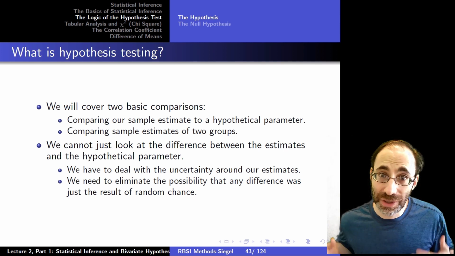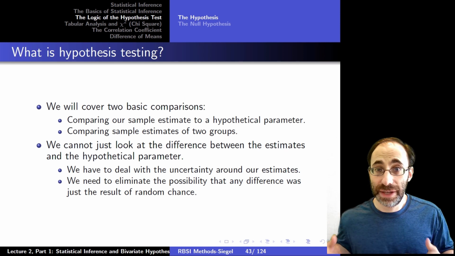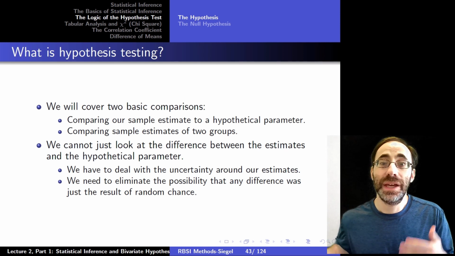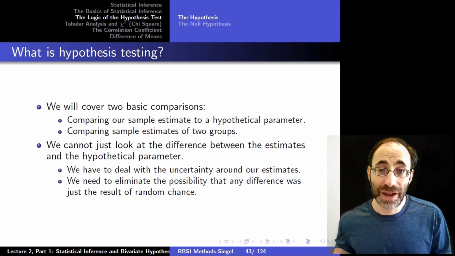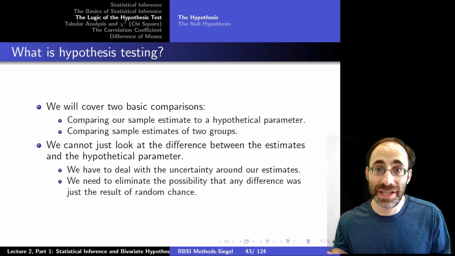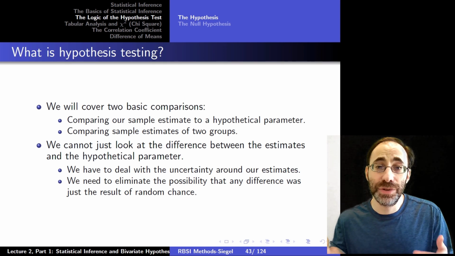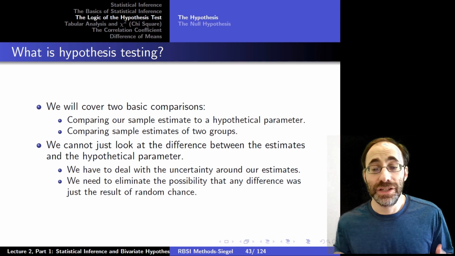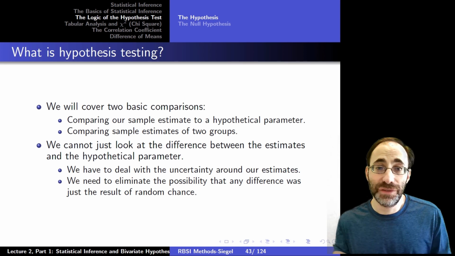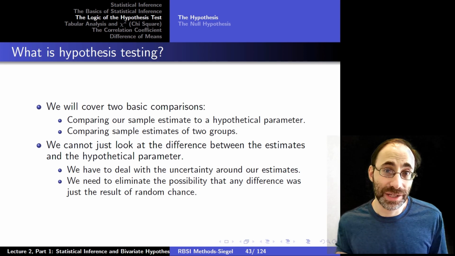In fact, most of what we're going to be doing from now on in this lecture part 1 is figuring out, for different types of data, how to set up a mechanism to reject the null hypothesis. That is, to reject the idea that you might have big differences due only to random chance.